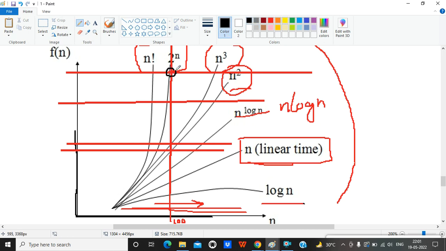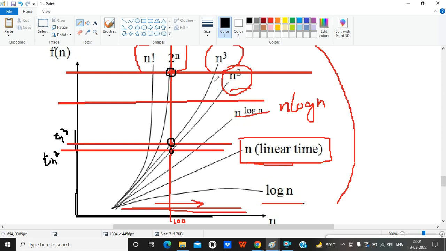This is the time taken by the 2 to the power n algorithm. And this is the time taken by the n cube algorithm, and this is the time taken by the linear, the n square algorithm. This is the n square line, this is the n cube line. So the corresponding t is what? Suppose this is t of n cube and this is t of n square. Obviously you can identify that t of n cube is greater than t of n square, because t of n cube is above t of n square.